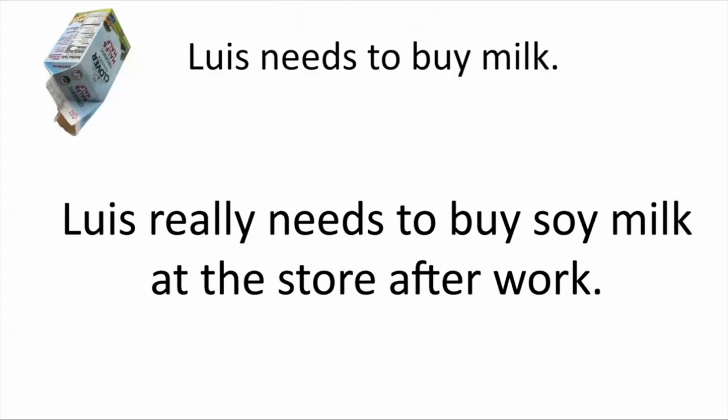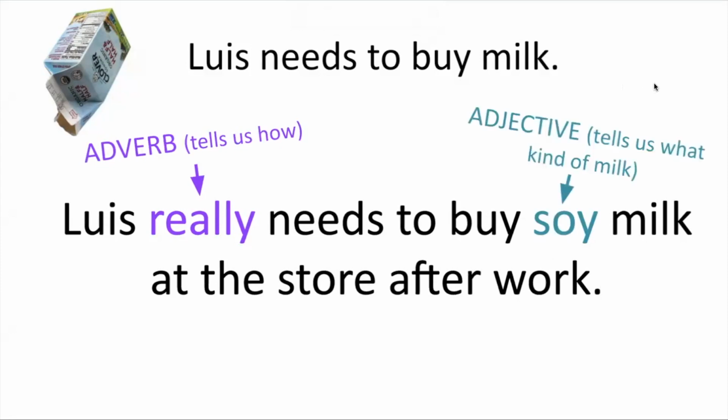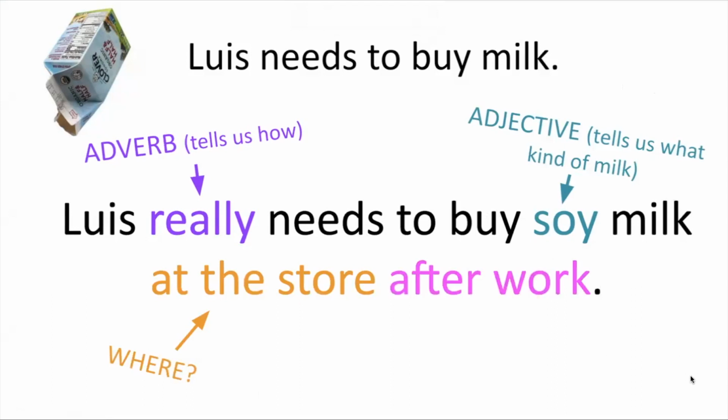So here's that sentence with some more information. Luis really needs to buy soy milk at the store after work. So we've added information about how, an adverb, really. What kind of milk? We added an adjective, soy milk. Where? At the store. When? After work.